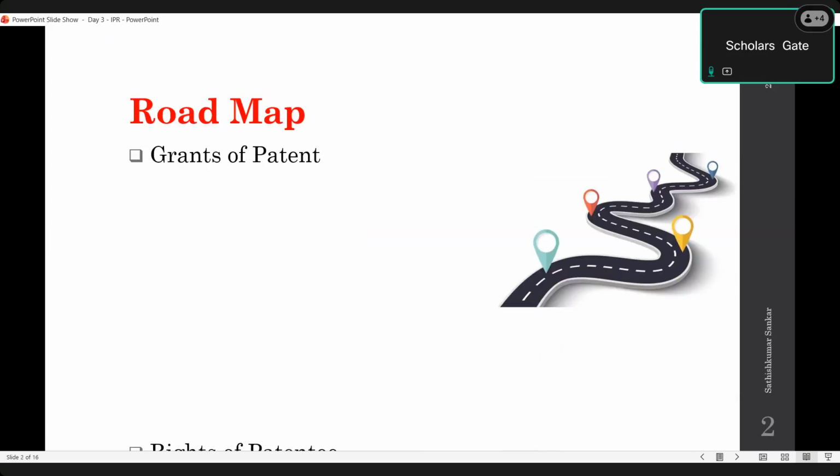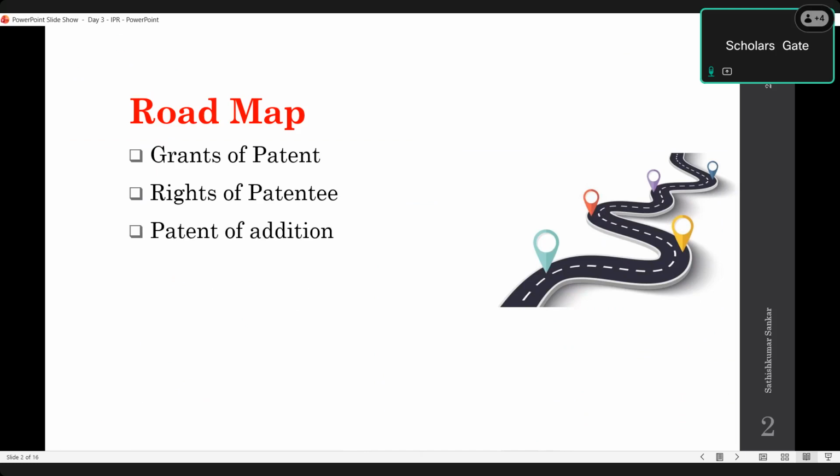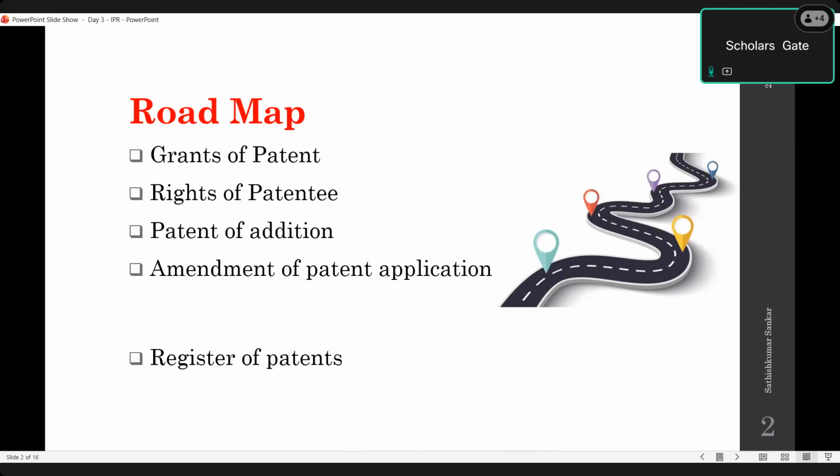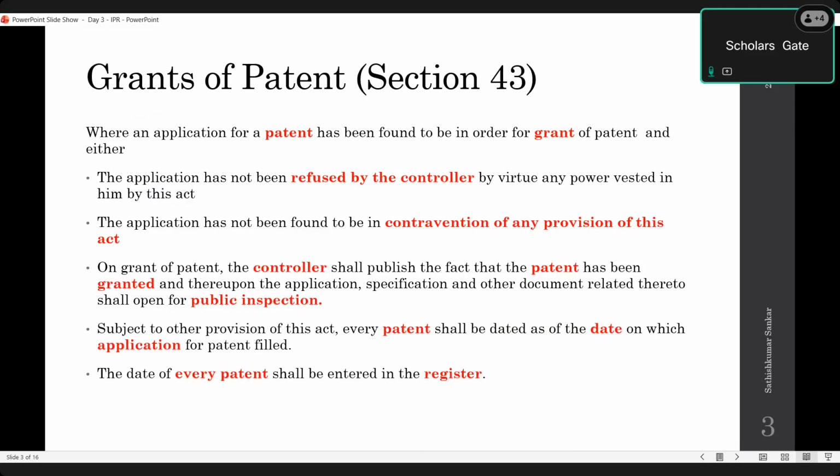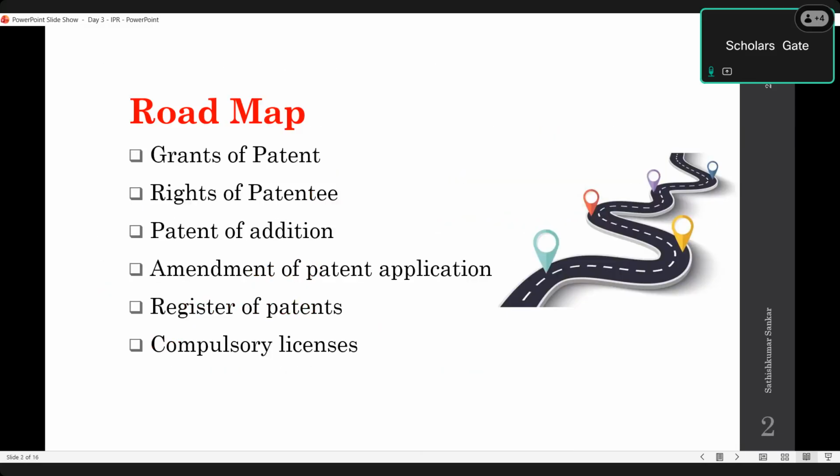So today's session I want to cover, starting from the grant of patent, rights of the patentee, and what are the provisions available under this Act, the Patents Act 1970, the patent of addition, the amendment of patent application, the register of patents, and compulsory licenses.